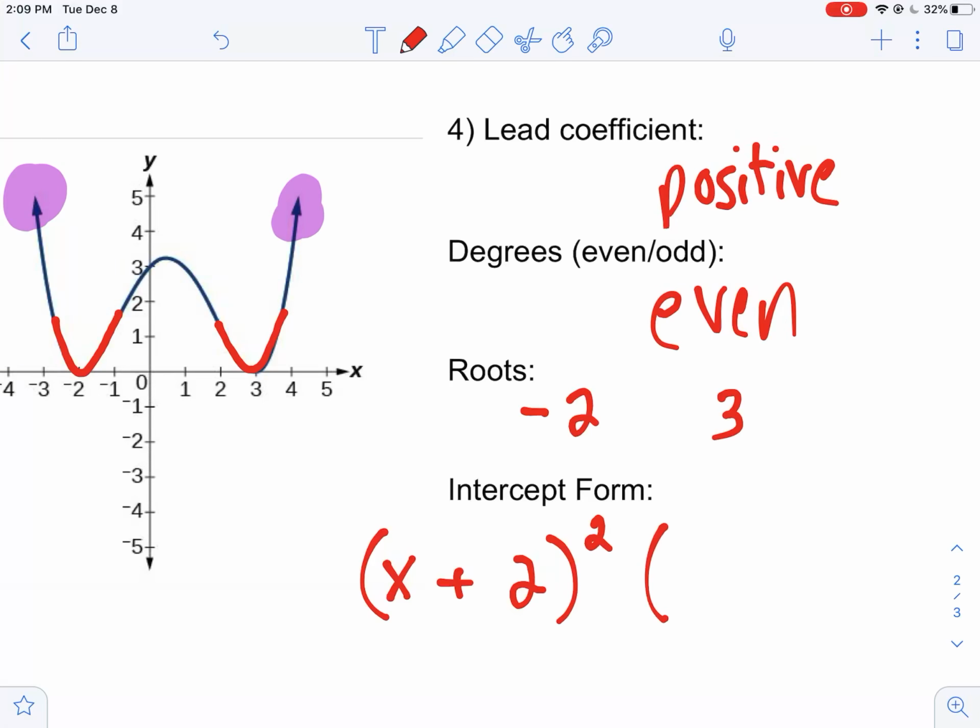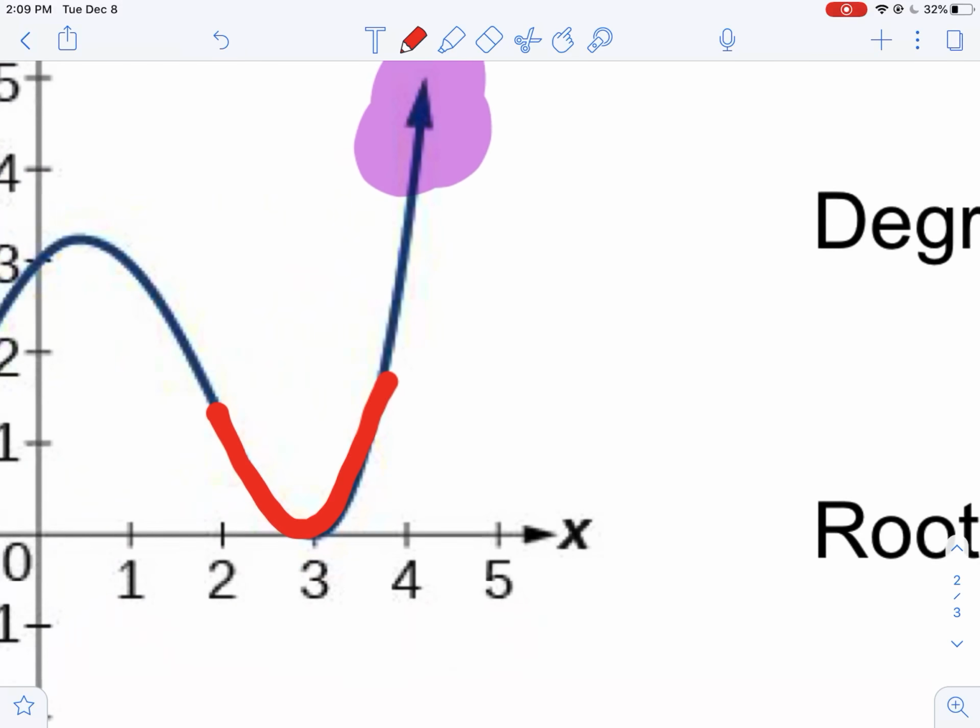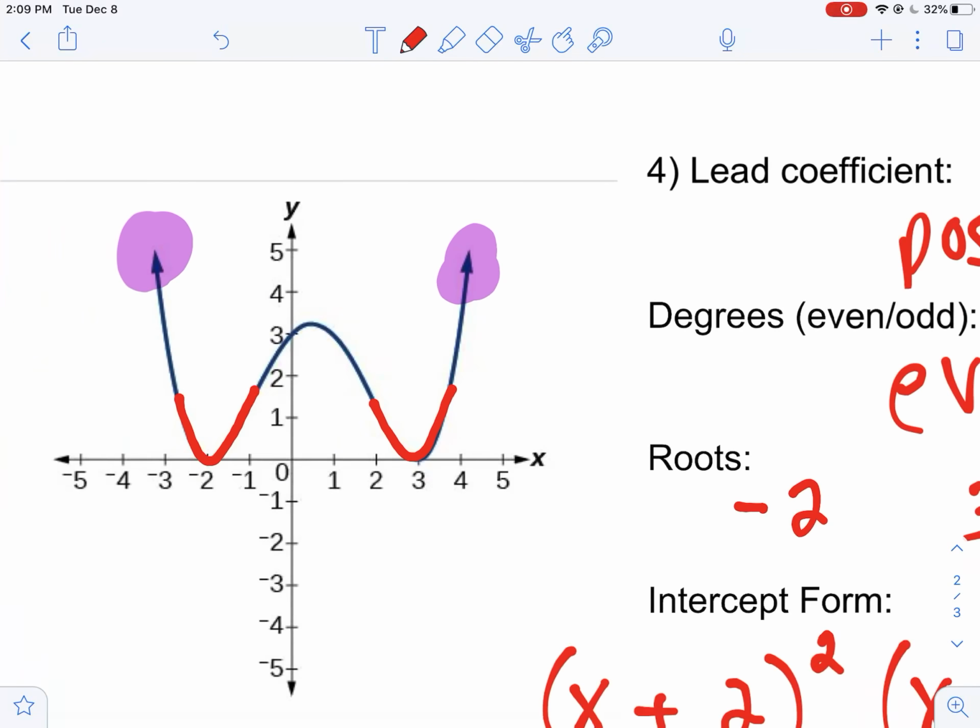Same thing with the 3 here. x minus 3, again, you're going to square it because you got the parabola there. It's not quite going through.